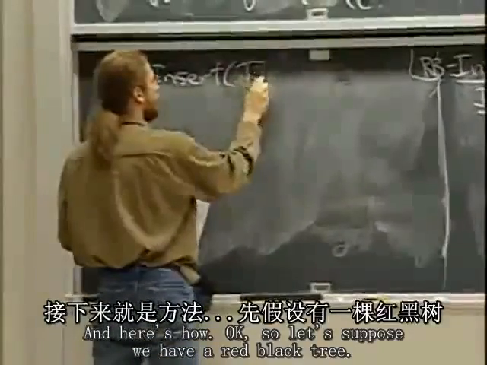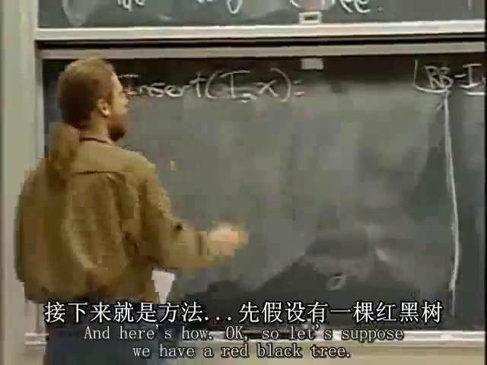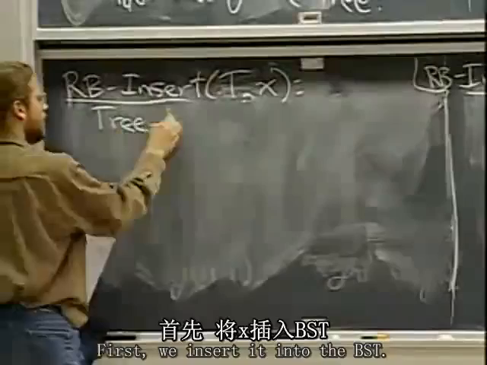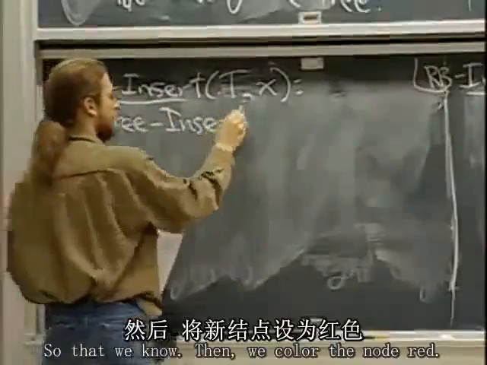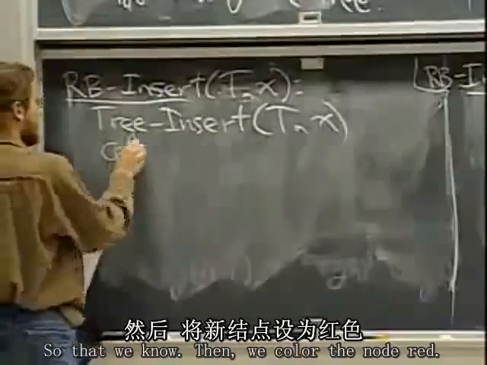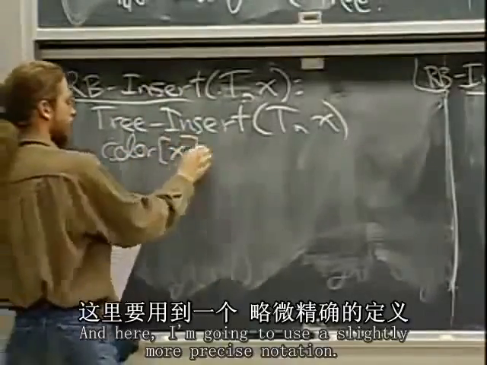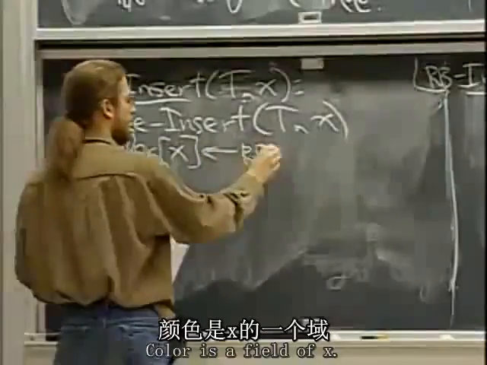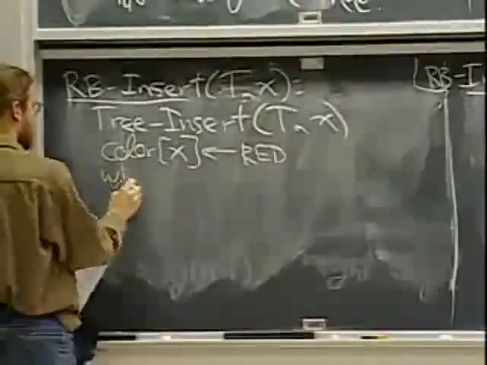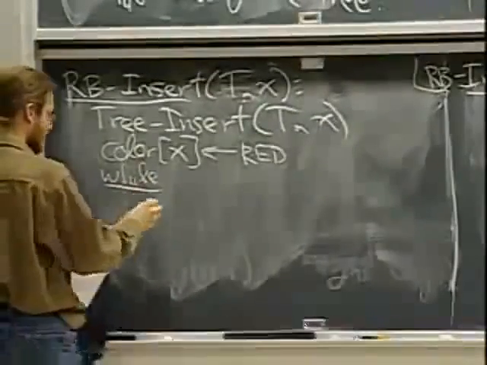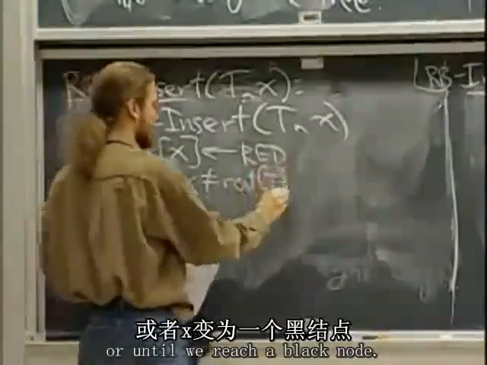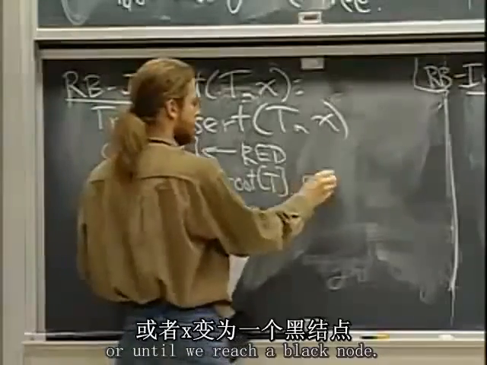Okay. So let's suppose we have a red-black tree and a value x we want to insert. Here's the algorithm. First, we insert it into the BST. Then we color the node red, and here I'm going to use a slightly more precise notation. color is a field of x. And now we're going to walk our way up the tree with a while loop until we get to the root, or until we reach a black node.